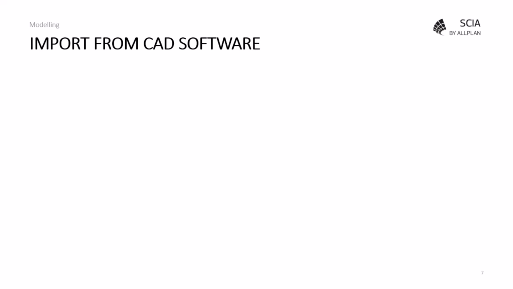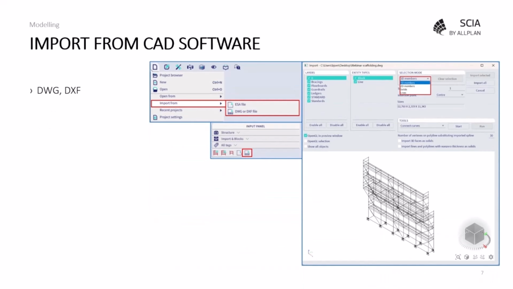There are also some import possibilities. One of the possibilities is importing from a DWG or DXF file. In that way, it's possible to immediately import a part or the full structure that is already modeled. So that will save you quite some time.